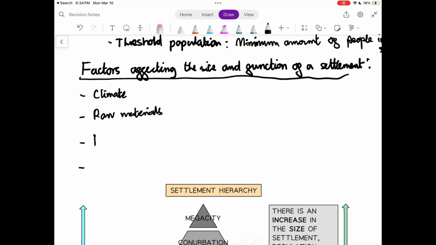Another factor is fertile land, and this quite nicely links with climate, because if the land is fertile, then it can be used primarily for agriculture, and that would be like the main service of the settlement. And finally, location. So if the settlement is located near a feature like a river or some sort of road or junction, then its goods and services can be easily transported.